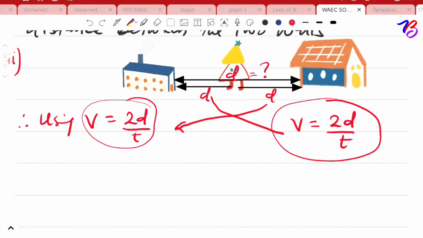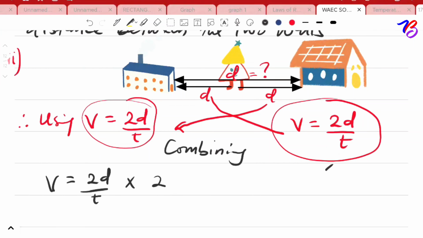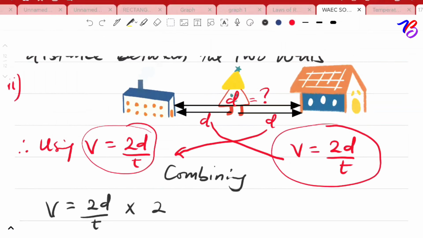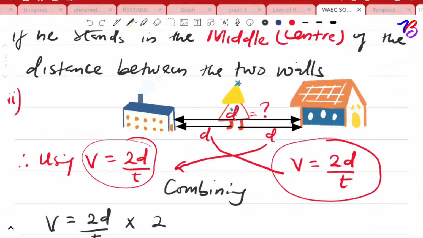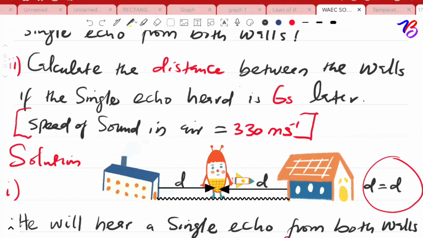So whichever method, you can decide to solve this simultaneously, pick them and solve, combining them together, whichever method you want to use. So V is equal to 2D over T times 2. I've combined these two. I hope you are getting it. I hope you are getting my interpretation. This will make it easier for you to solve problems of this nature. So let's proceed further now. Please, I'm not going to use my 2 now. I'll use my 2 at the end of my workings or solution.